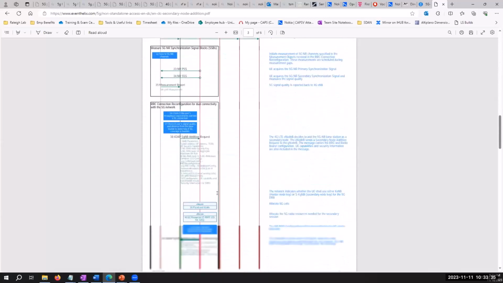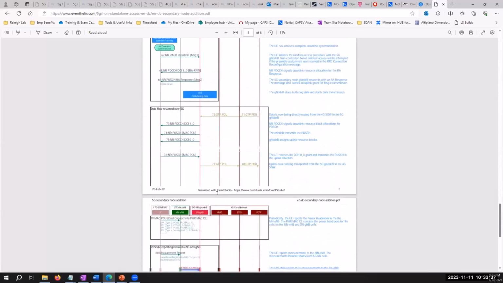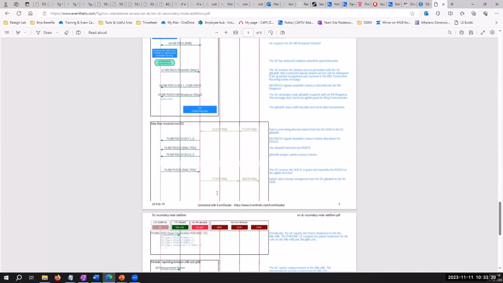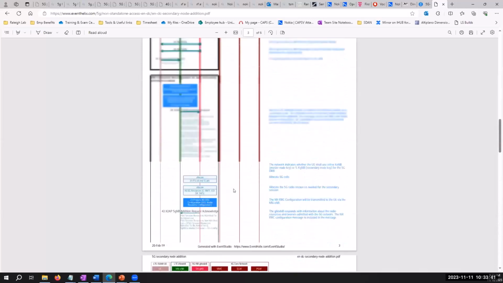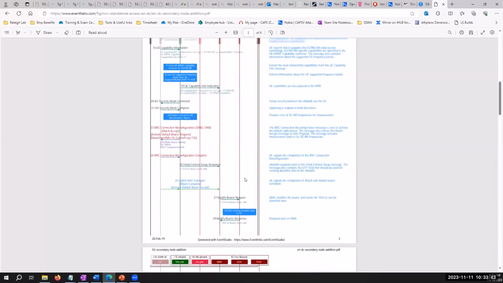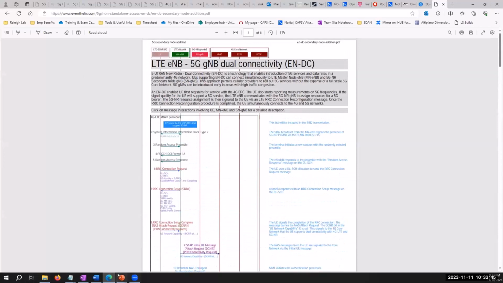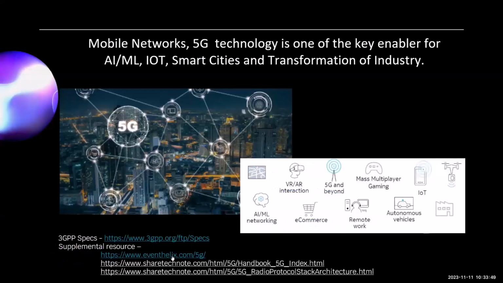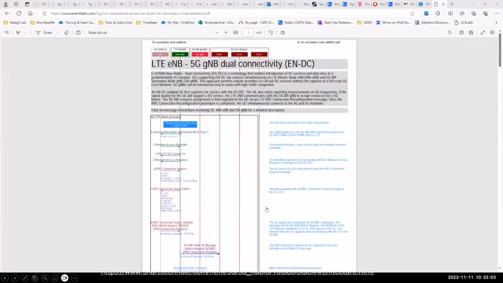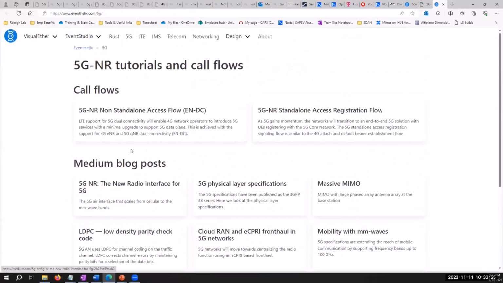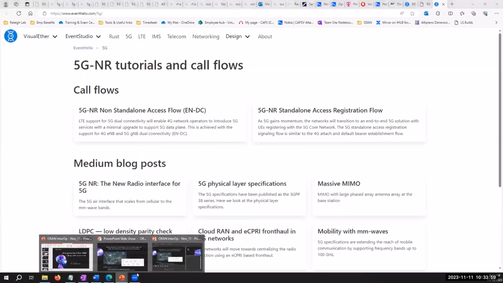So yeah, here's the example. That's the attach. So there are a lot of procedures, but yeah, that's the basic. And you could have it here in EventHelix. There are a lot of topics that you can see and read here if you want to learn.